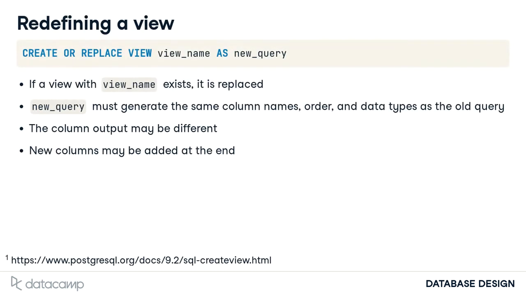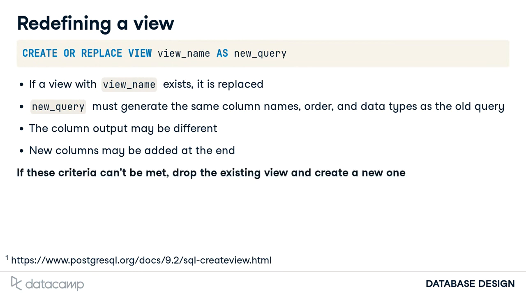Say you want to change the query a view is defined by. To do this, you can use the create or replace command. If a view name exists, it is replaced by the new query specified. However, there are limitations to this. The new query must generate the same column names, column order, and column data types as the existing query. The column output may be different as long as those conditions are met. New columns may be added at the end. If this criteria can't be met, the solution is to drop the existing view and create a new one.